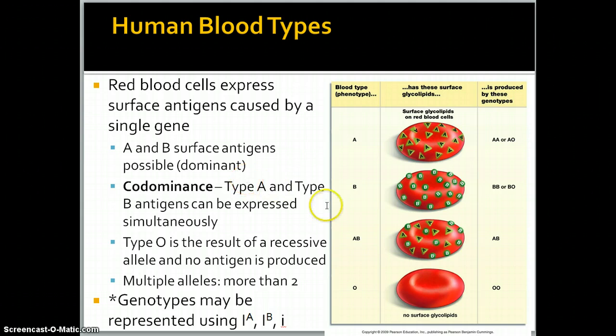When an individual inherits an A allele and a B allele, they can express both A and B simultaneously. This is what we refer to as codominant, expressing two independent traits at the same time. Individuals with type O blood actually have no surface antigen, so they have the recessive allele. This is also a really great example of multiple alleles because there are more than two possible alleles. You have A, B, and the O allele.